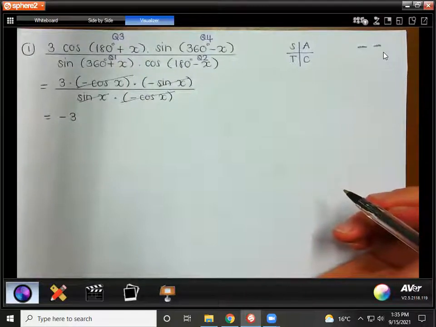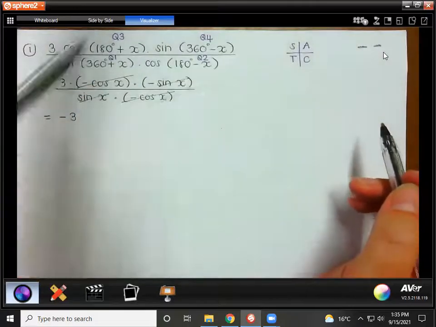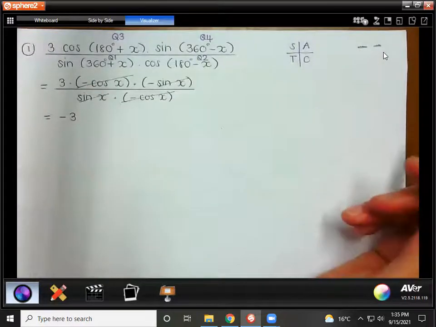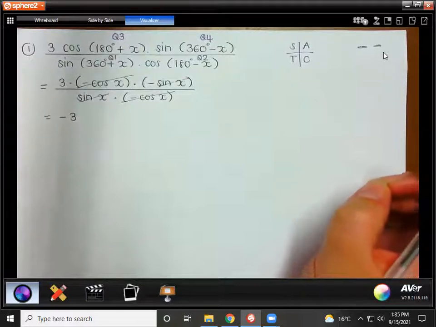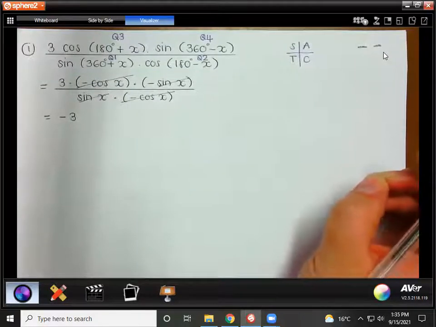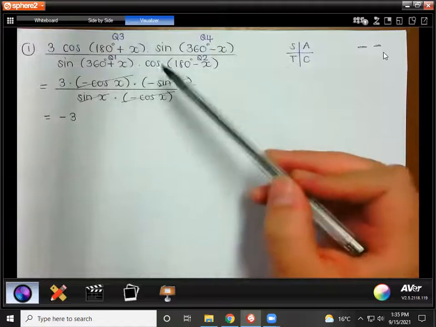Any questions that you want to ask me at this point? Yes. No, minus 3 is the value of this whole expression simplified. Yeah. We are going to get to solving for x when we do trig equations later on. Okay. Damon, do you have a question? Okay. All right, guys, any other questions on this?